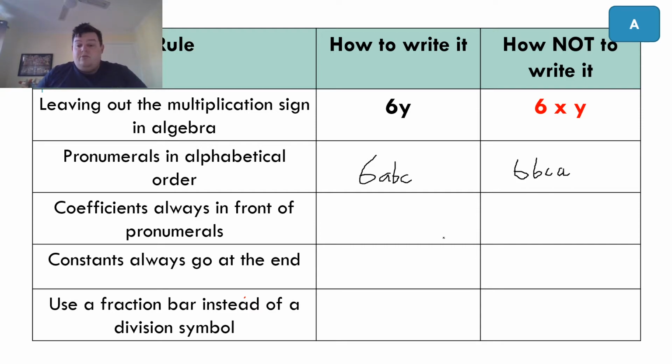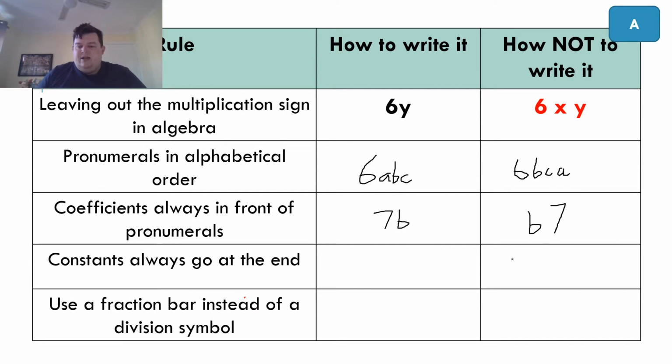Pronumerals should be in front of the numbers. So if I had B times 7, I should write that as 7B, which makes sense when you think about it. Does it make more sense to say I went to the supermarket and bought bananas times 7? Or does it make more sense to say I went to the supermarket and I bought 7 bananas? Technically they're both right, but one of them makes a bit more sense. Constants should go at the end.